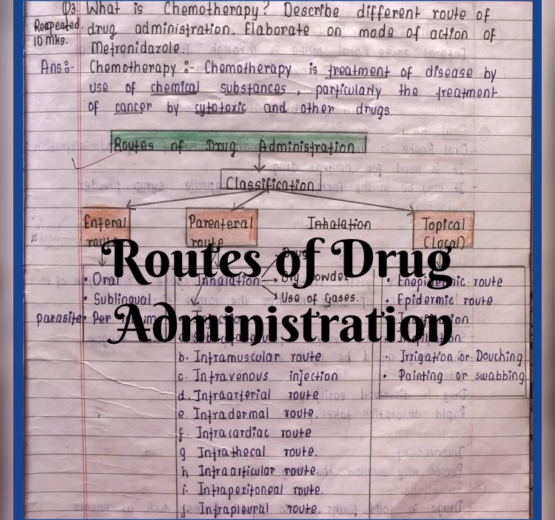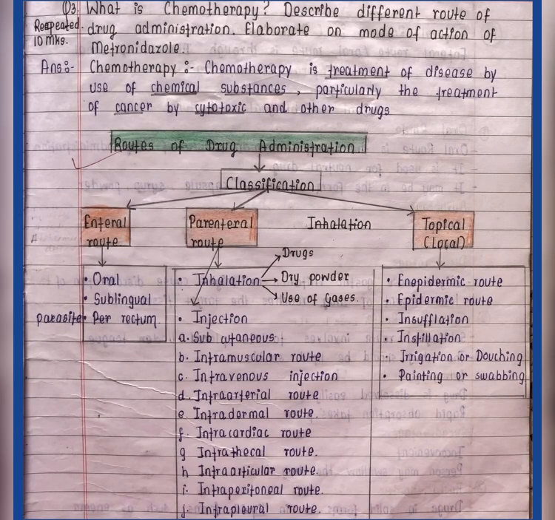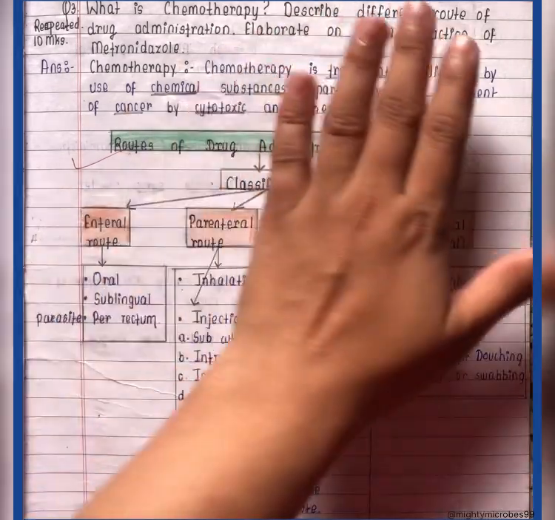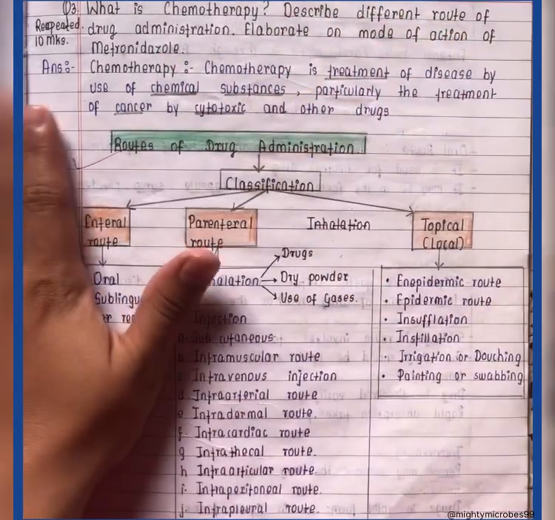Today we are back with the topic that is chemotherapy and different routes of drug administration. So, firstly, what is chemotherapy? It is the treatment of diseases by the use of chemical substances, and it is used for the treatment of cancer.